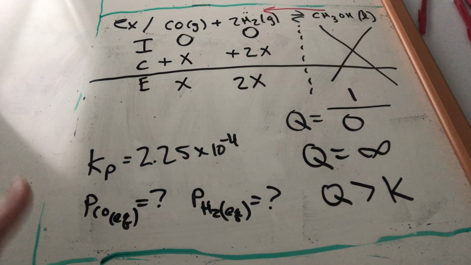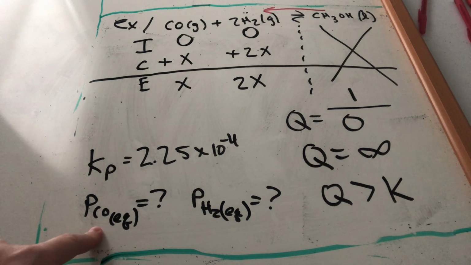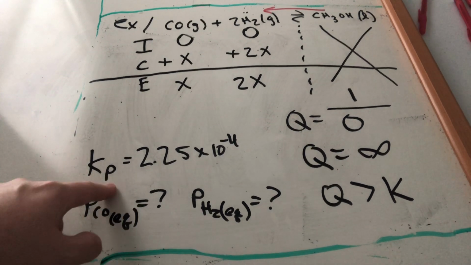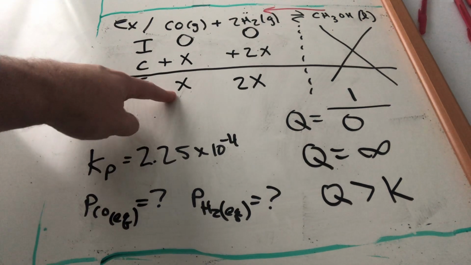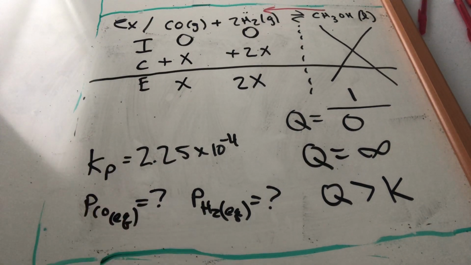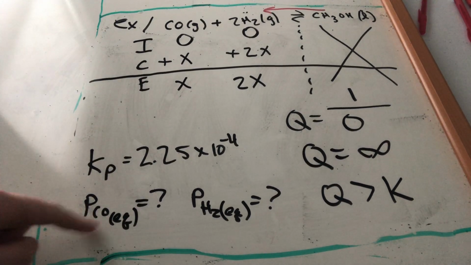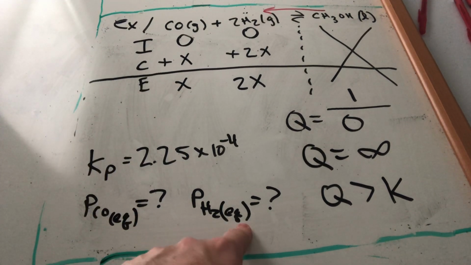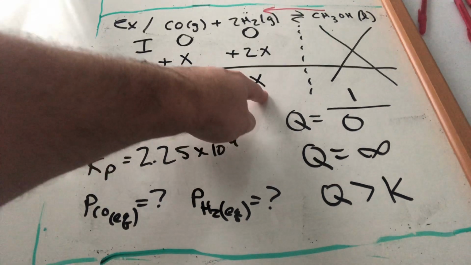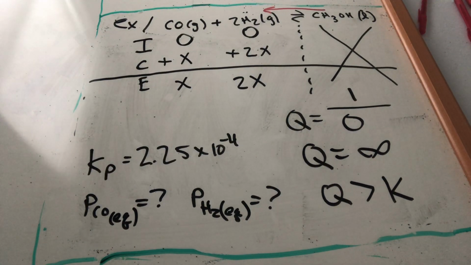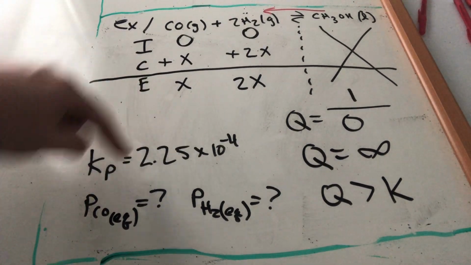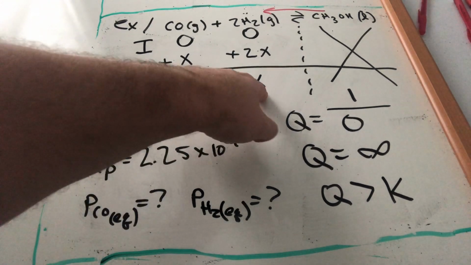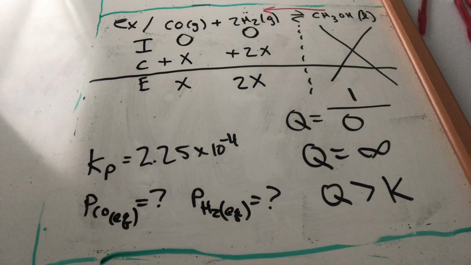Now, if I look at what I'm after, the pressure of CO at equilibrium, I'm using a Kp, so whatever answer I get for my x is going to be a pressure, in atmospheres. So the pressure of CO is x. My pressure of H2 at equilibrium is 2 times x. So the rest of the problem is, can I figure out x? Because x is the answer to this part, and 2x is the answer to this part.